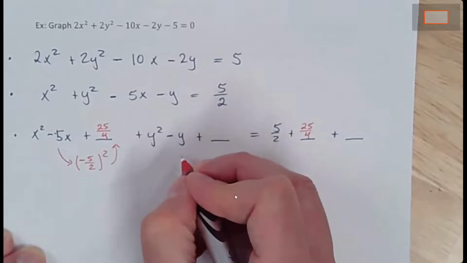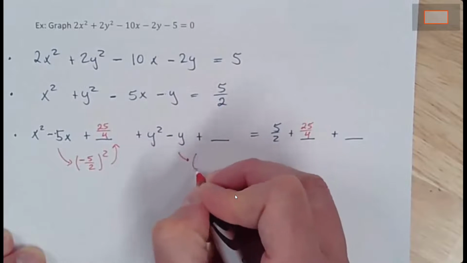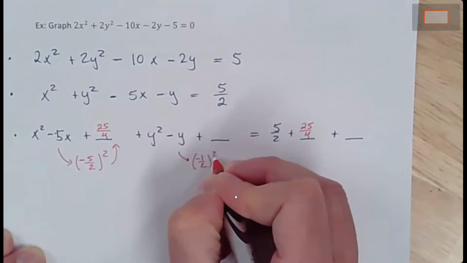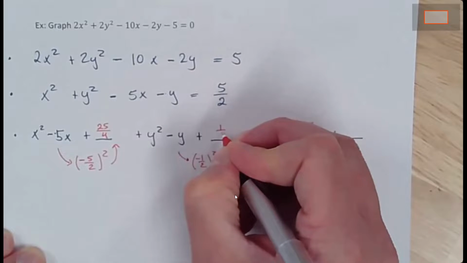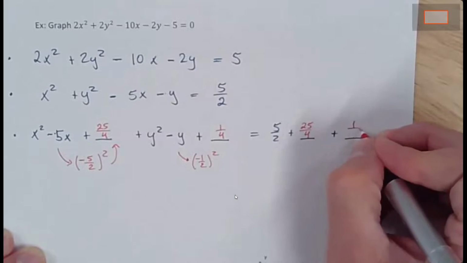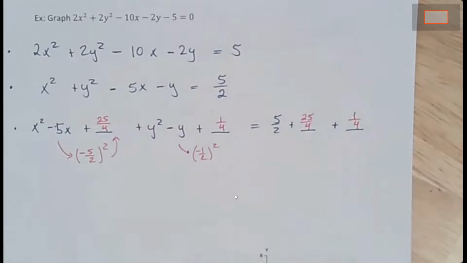And I'm going to take a -1 divided by 2 and square it. I'm going to add on a positive 1/4. Whenever you're completing a square, you're always adding on a positive thing. Always, right? Because you're always squaring something and then adding it on. So it's got to be positive.